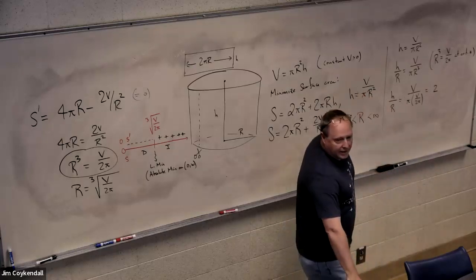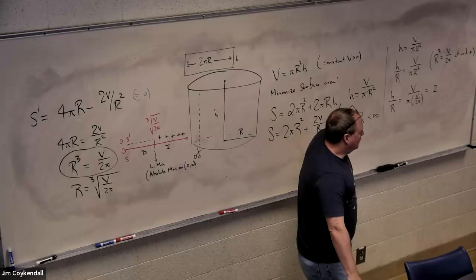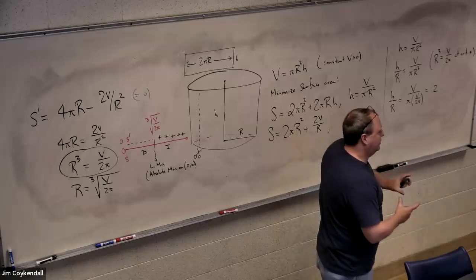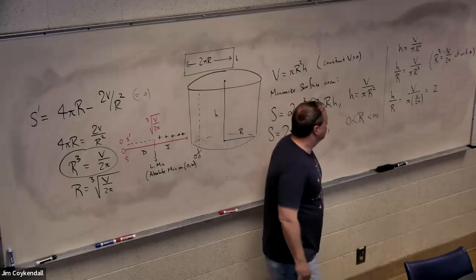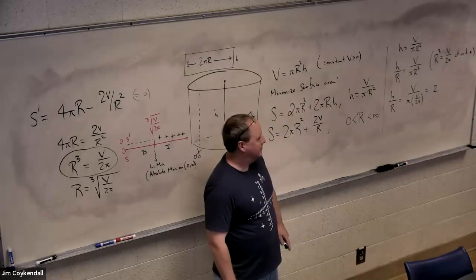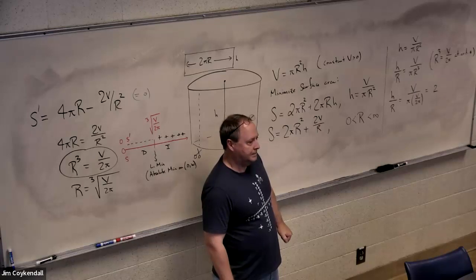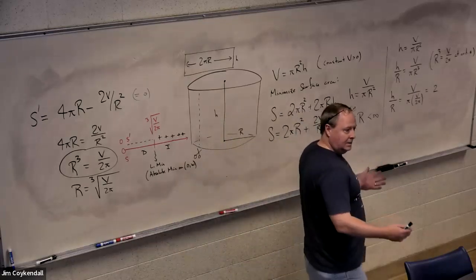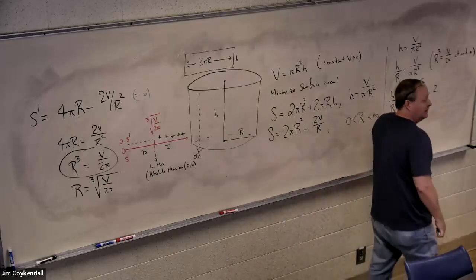So in other words, if you have a volume of this size and you want to make the surface area as small as possible, the ratio of height to radius is exactly 2, which means the height equals the diameter.